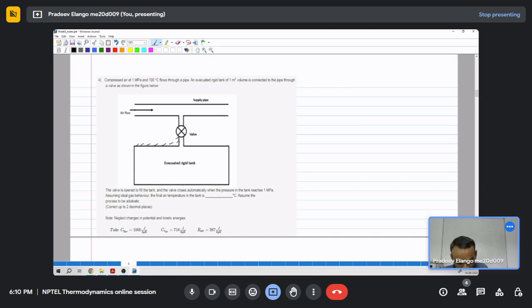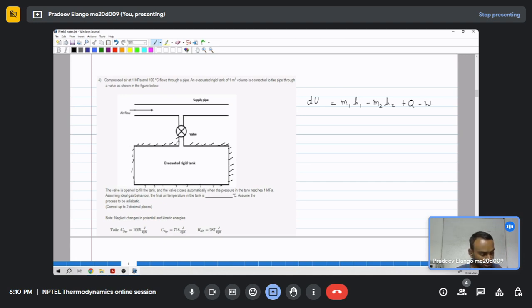You can consider the rigid tank is insulated, and in this process there is no work transfer as well. We can write the steady flow energy equation, like the change in internal energy, or we'll write dU is equal to m1 h1, that is the fluid coming in, minus m2 h2, that is fluid leaving out, and we have heat transfer into the system minus work transfer by the system.